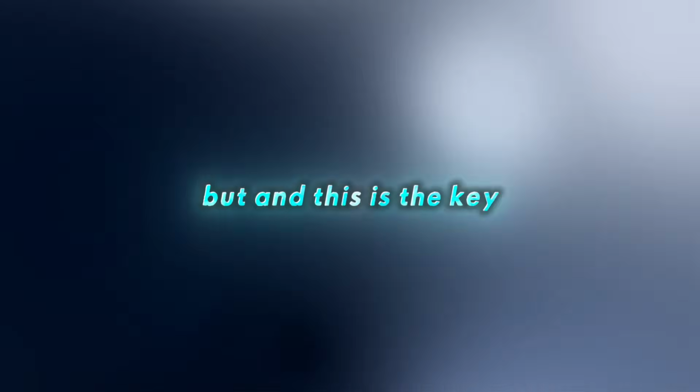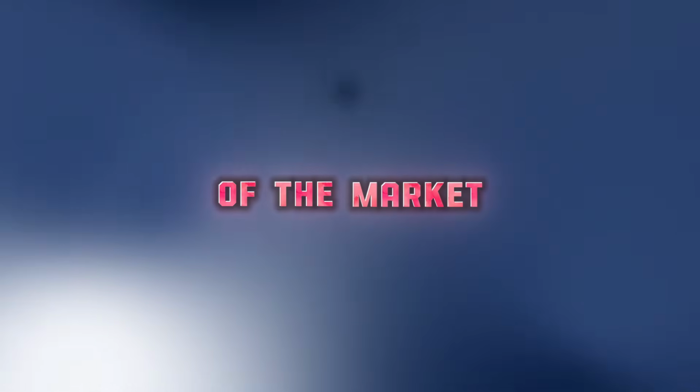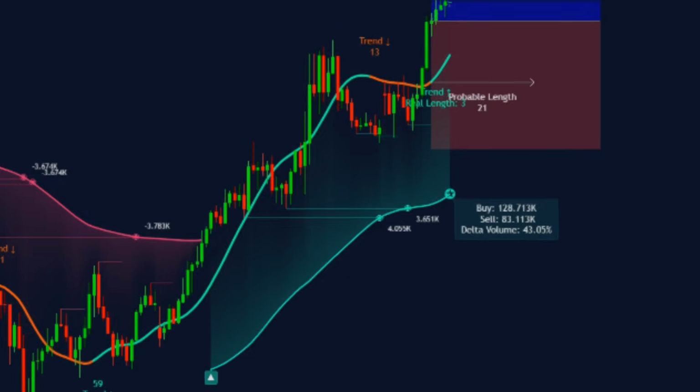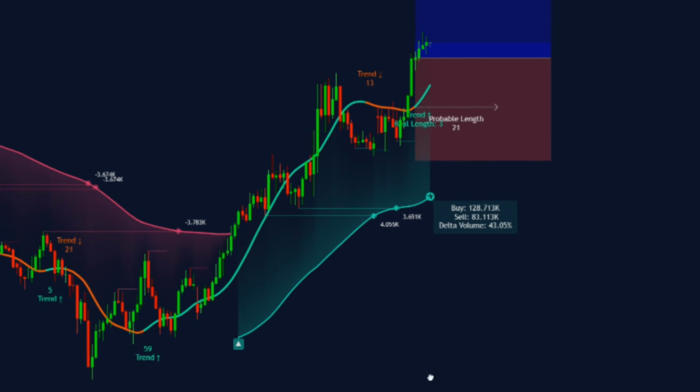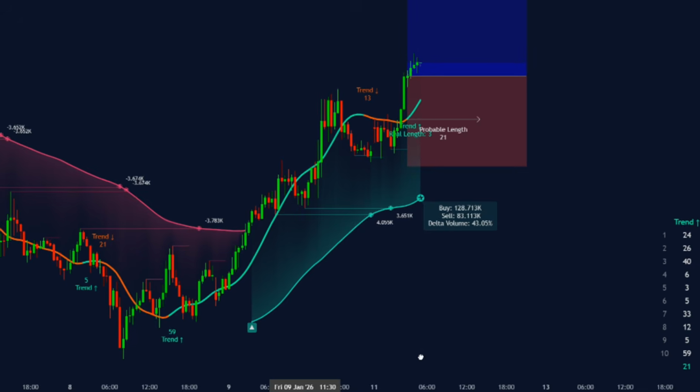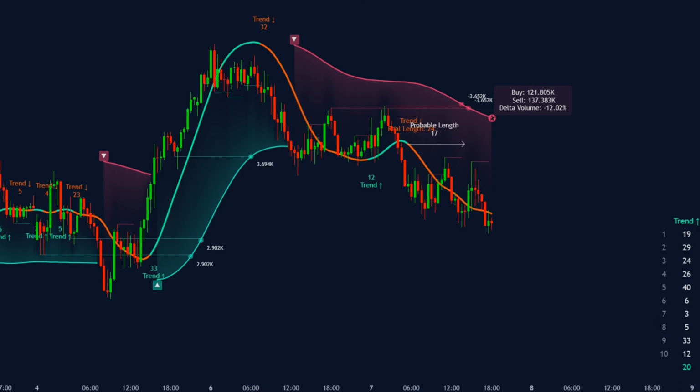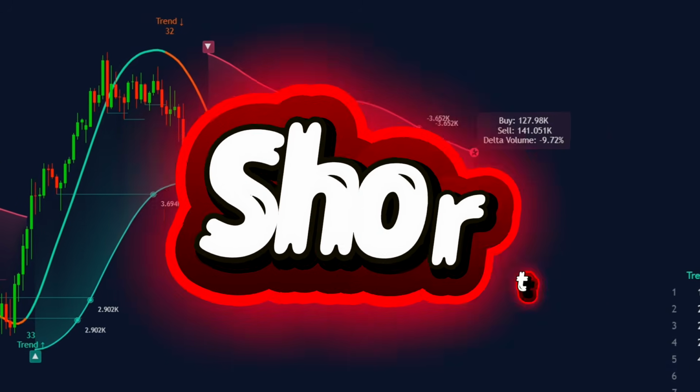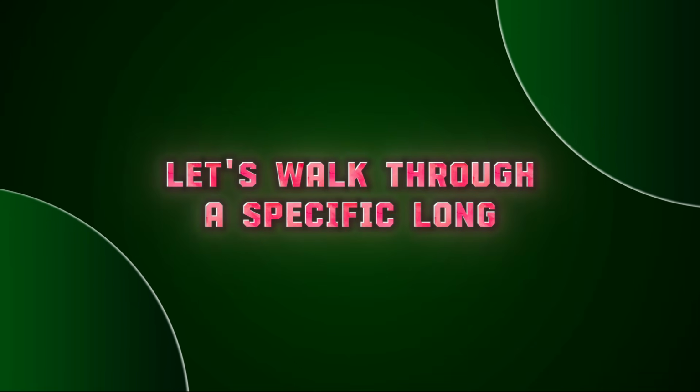But, and this is the key, only within the overall direction of the market. We identify that overall direction using the VVAA indicator. If the VVAA is green with price trading above it, we are only going to look to take long pullback positions. If it is red with price trading under it, we are only going to look for short pullback. Let's walk through a specific long position example.